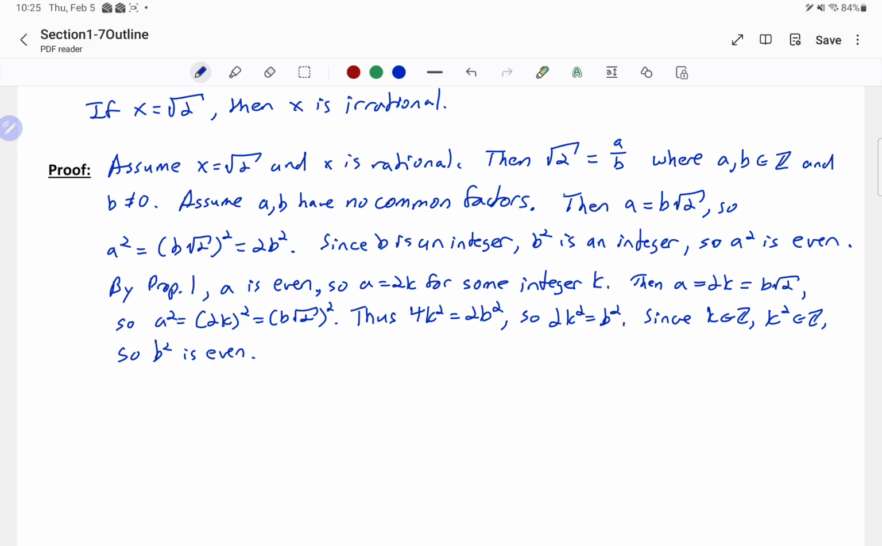So now, by that first proposition we proved, go back to prop 2 again. By the proposition, what does that tell me about b? b is even. So b is equal to 2 times h for some integer h.